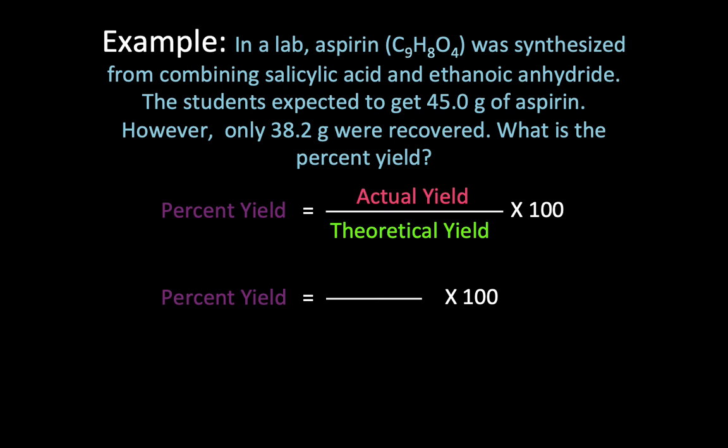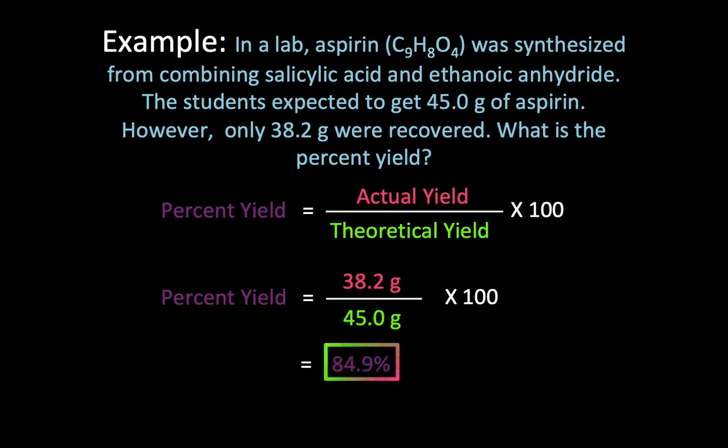It says the student expected to get 45 grams of aspirin. This is what was expected, not what was actually gotten. Hence, that would be our theoretical yield, which goes on bottom. Next, it says only 38.2 grams were recovered. That means that's what we got when we did the experiment, which means that becomes our actual yield. Now it's simple math. 38.2 divided by 45.0 times 100 gives us a percent yield of 84.9%.